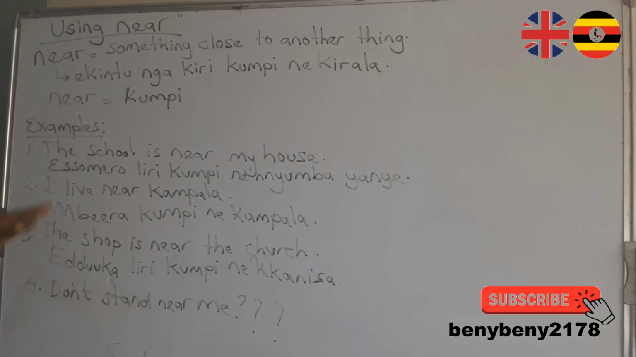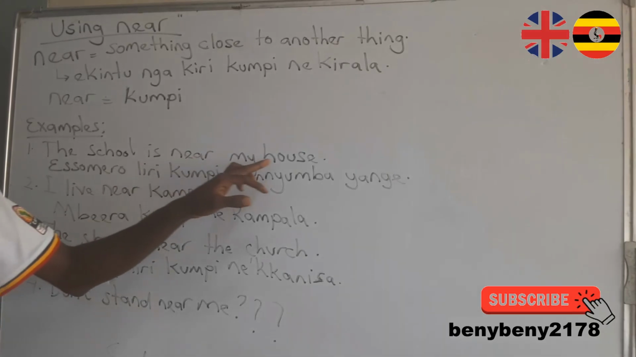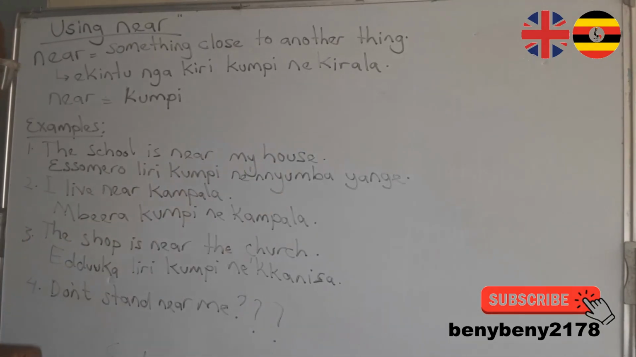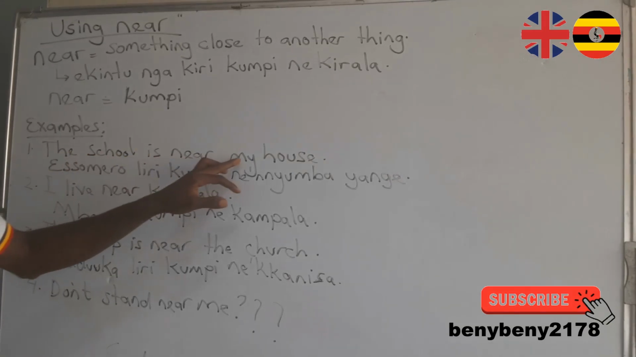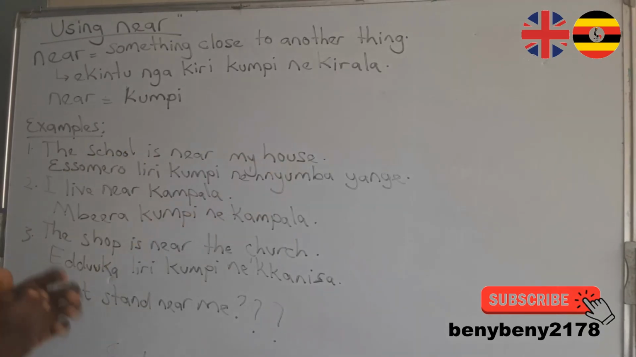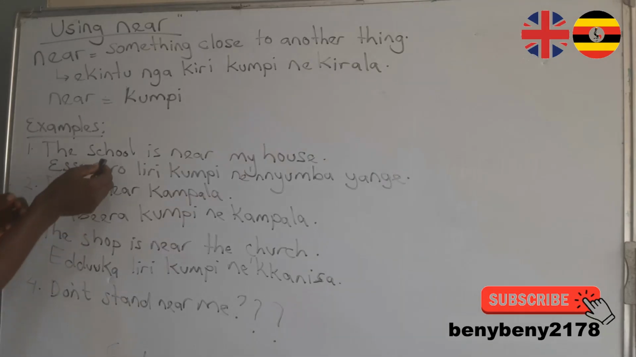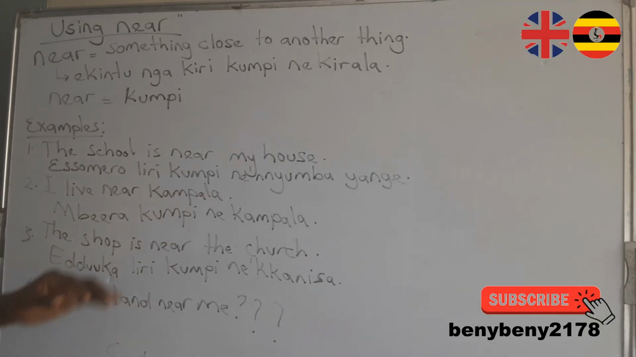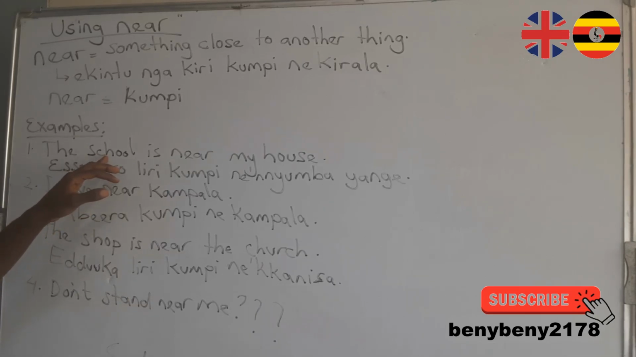Examples. Number one, can you read for me this? At this level, you should be able to read. Read this: The school is near my house. One more time. The school is near my house. In Luganda, we say esomero. So school in Luganda, we say esomero. Okay? Esomero is school in English.